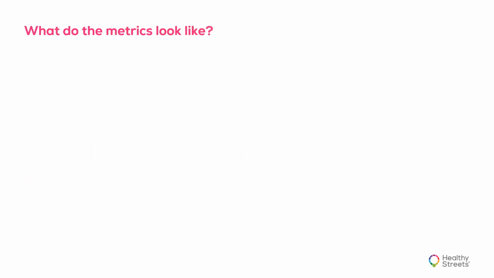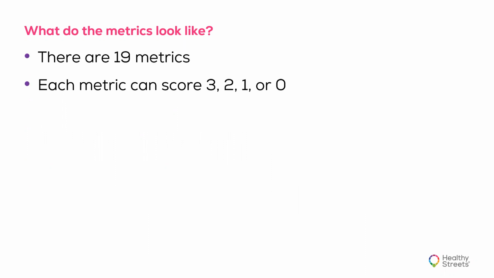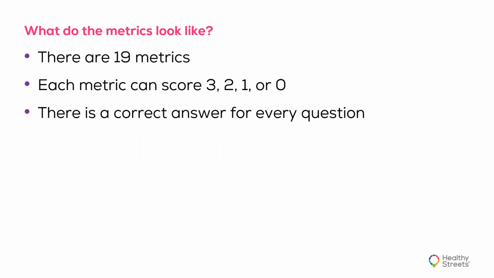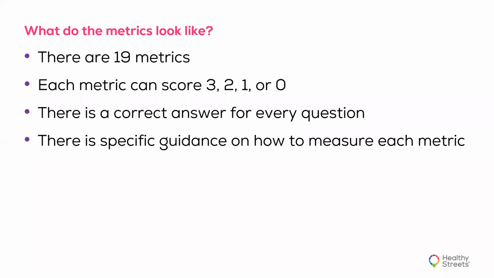You might be now wondering, what do they look like? Well, there are 19 of them. Each metric can be scored 3, 2, 1, or 0. And for each, there is a correct answer. There's very specific guidance on how we measure each of these metrics. So if you're not sure what the answer is, then make sure that you've read the guidance first.